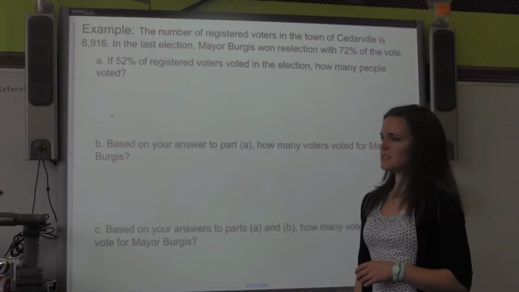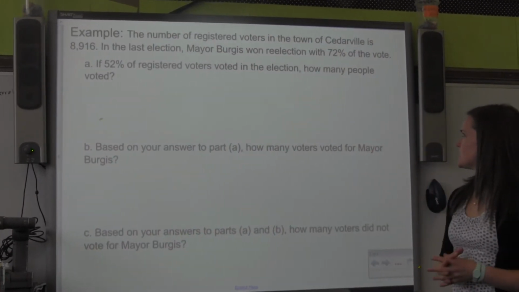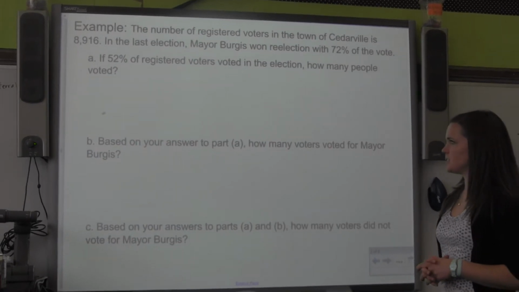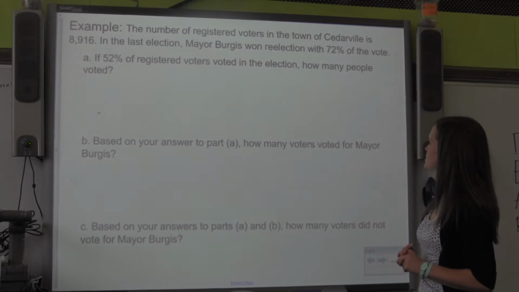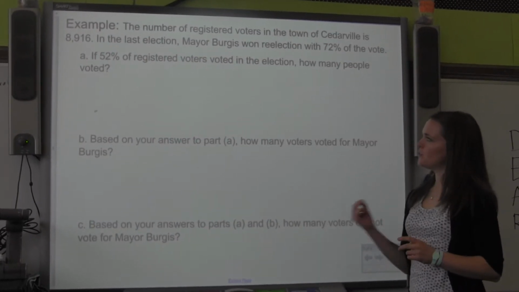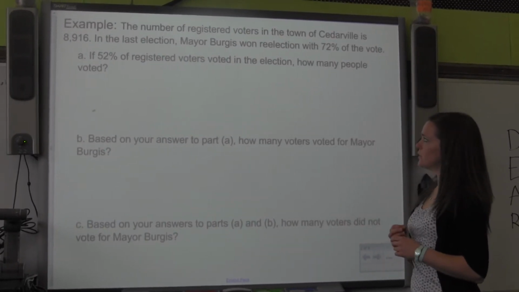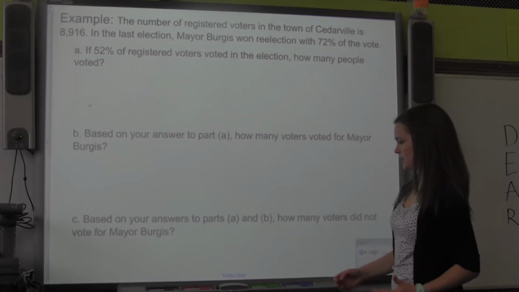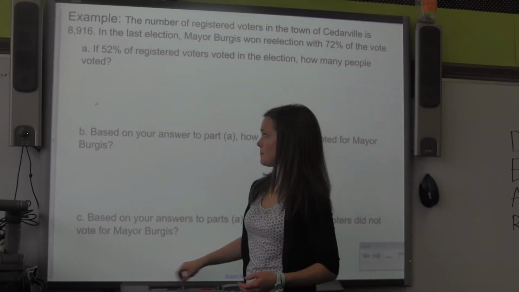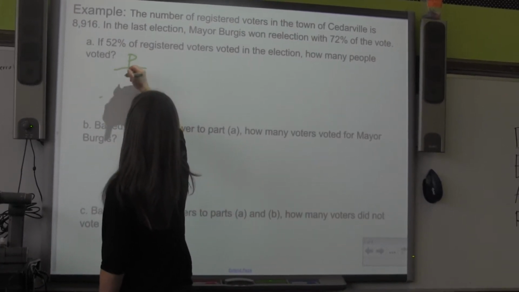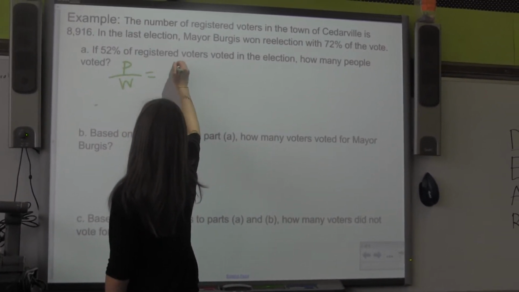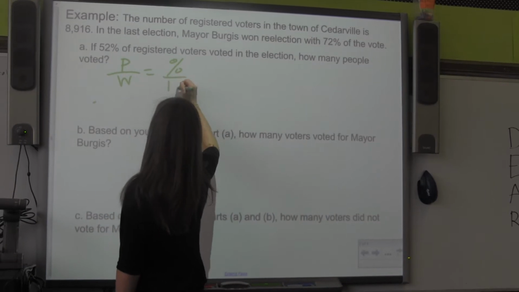All right, next example. The number of registered voters in the town of Cedarville is 8,916. In the last election, Mayor Burgess won re-election with 72% of the vote. If 52% of registered voters voted in the election, how many people voted? Okay, we've got another percent proportion problem. So I'm going to set up my proportion. Part over whole equals the percent over 100.